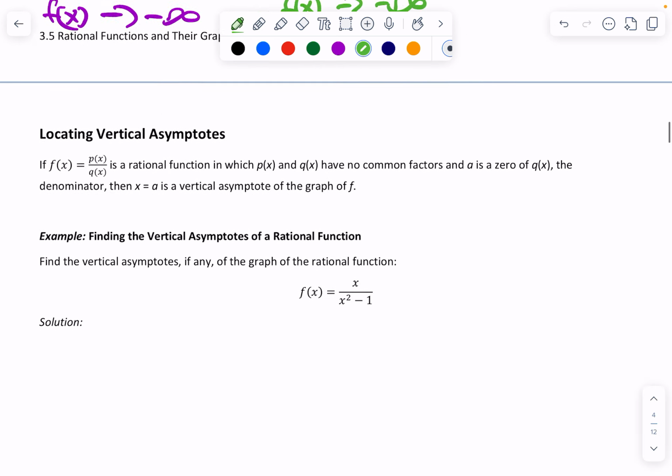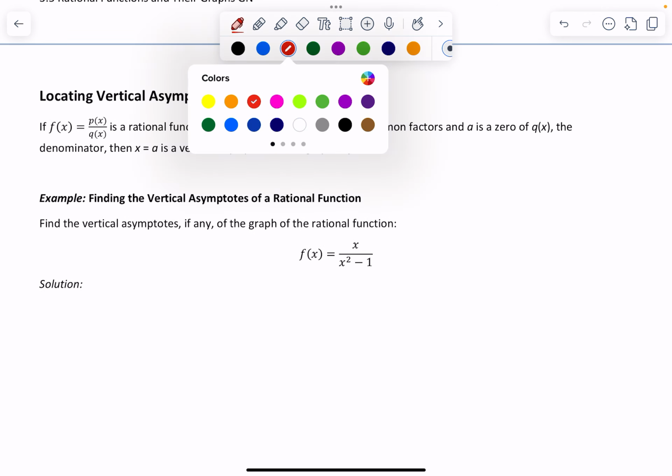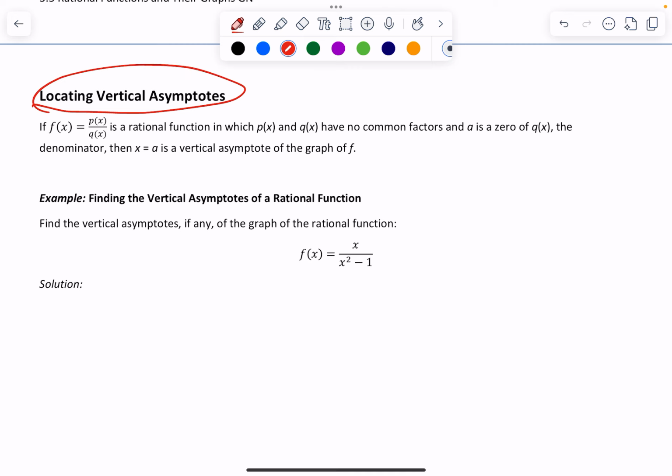Okay, now locating vertical asymptotes. If f of x equals p of x over q of x is a rational function in which p of x and q of x have no common factors, and a is a zero of q of x, or the denominator, then x equals a is a vertical asymptote of the graph of f.